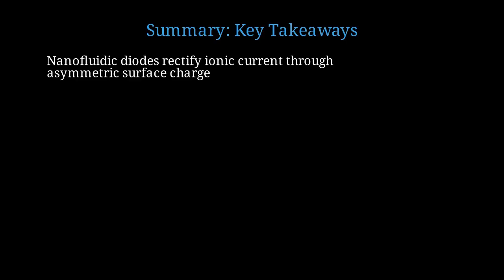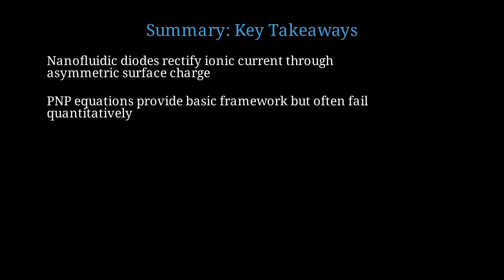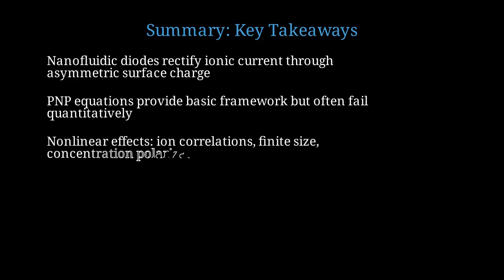Let's summarize the key concepts we've covered about nanofluidic diodes. Nanofluidic diodes use asymmetric surface charge distributions in nanoscale pores to rectify ionic current, analogous to electronic diodes. The Poisson-Nernst Planck equations provide a useful starting framework, but often fail to quantitatively predict real behavior. Important nonlinear effects include ion-ion correlations, finite ion size, dielectric saturation, and concentration polarization at pore entrances.